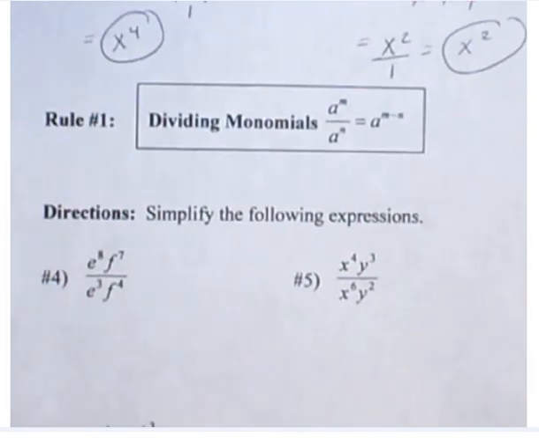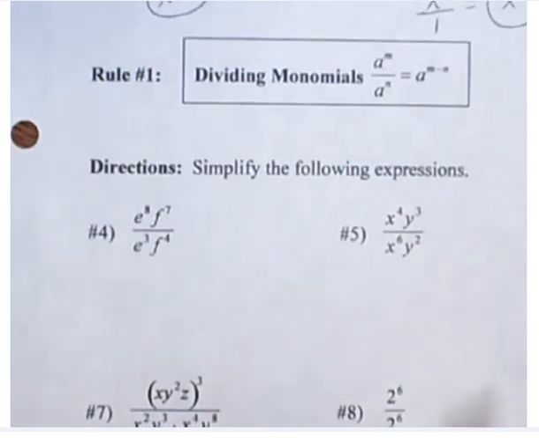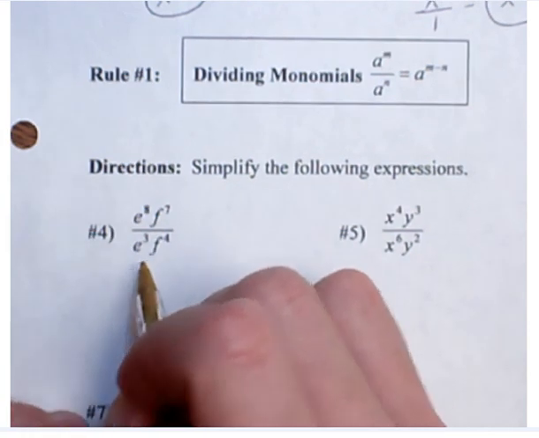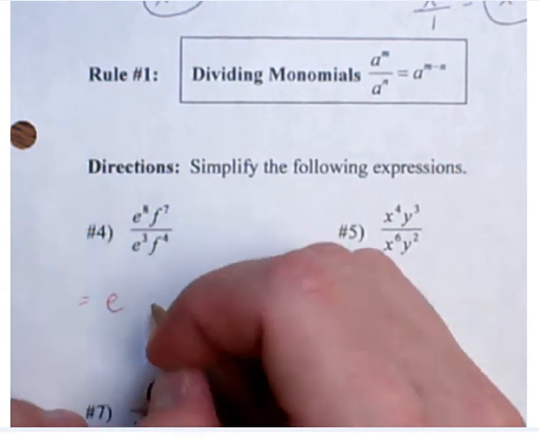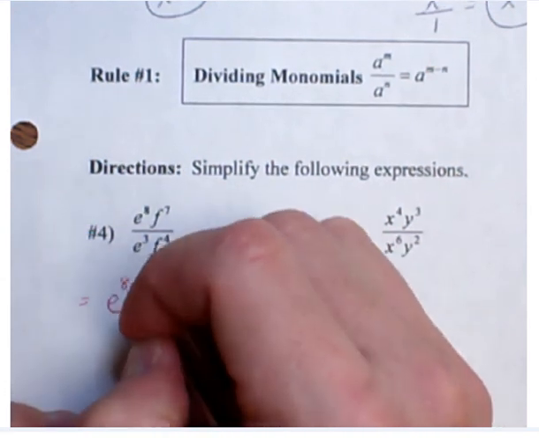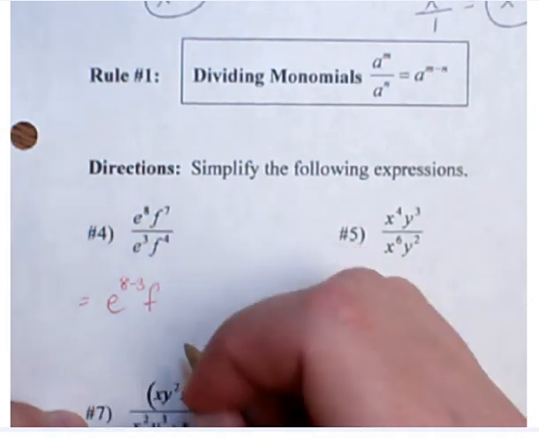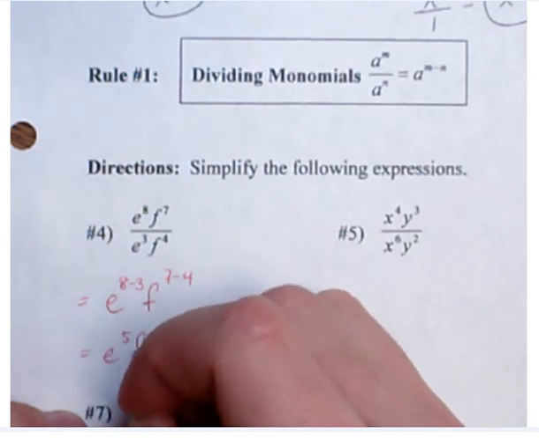Simplify the following expressions. So this is number 4. We have e to the 8th divided by e to the 3rd, and then f to the 7th divided by f to the 4th. All right, what's the process? When you divide variables, keep the base, subtract the exponents. So that's e to the 8 minus 3, and then next to it we have f to the 7 minus 4. We get e to the 5th, f to the 3rd.